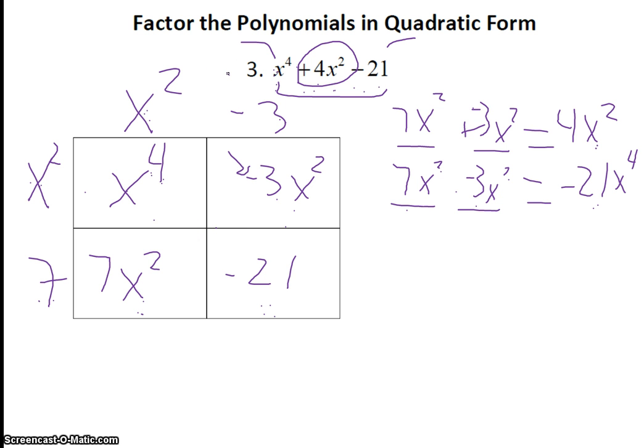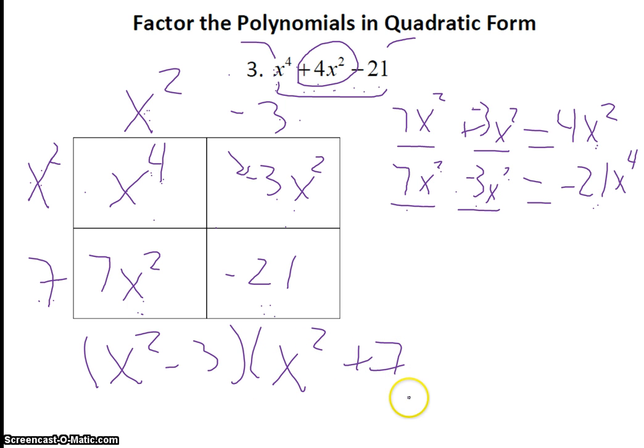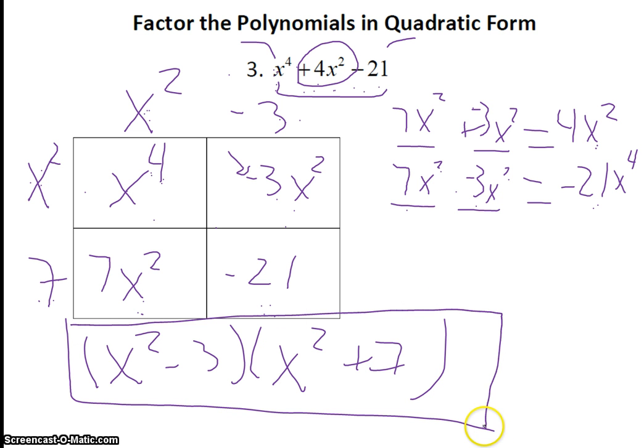So this factors as x squared minus 3 times x squared plus 7. And I don't have any special factoring pattern, so this is factored as much as possible. But if it was x squared minus 4, then we'd go ahead and apply the difference of squares formula.